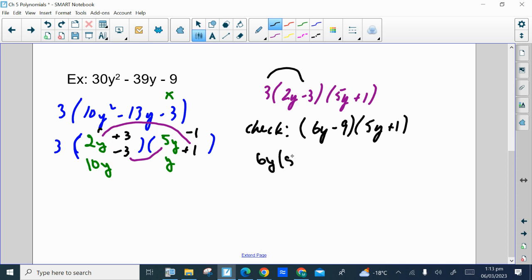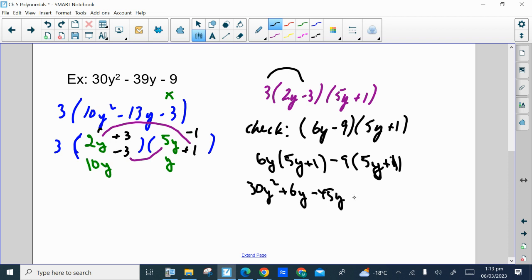Distributive property. Yep. Multiply each by each other. We do that using distributive property. So I'll get the 30y squared that I needed. 6y times 1 is positive 6y. Negative 9 times 5y is negative 45y. And negative 9 times 1 is negative 9.